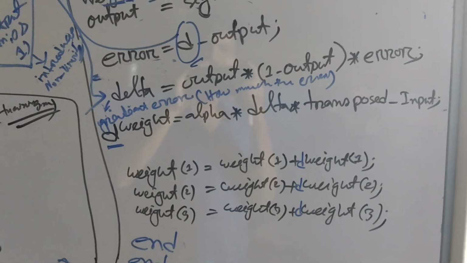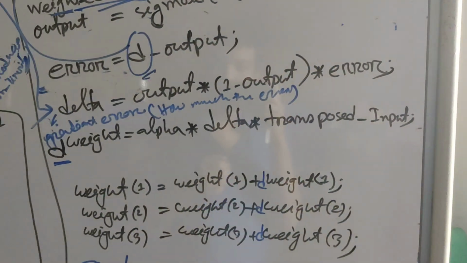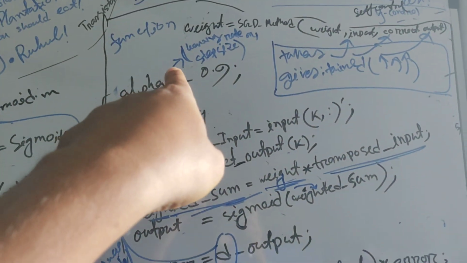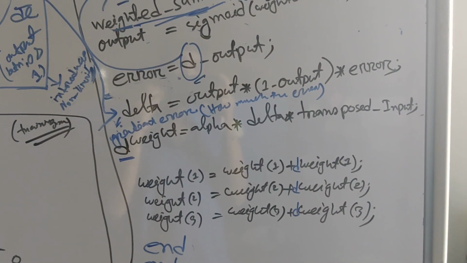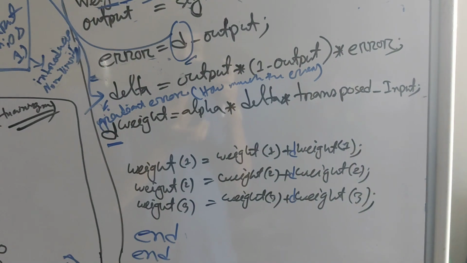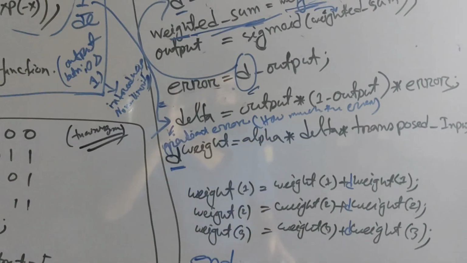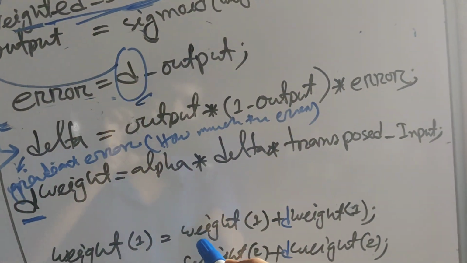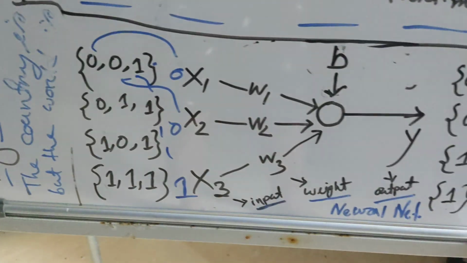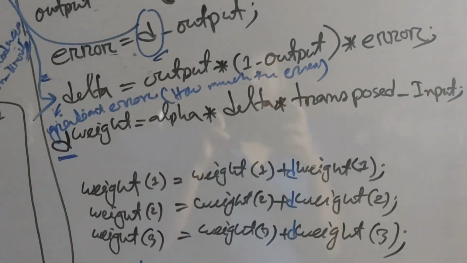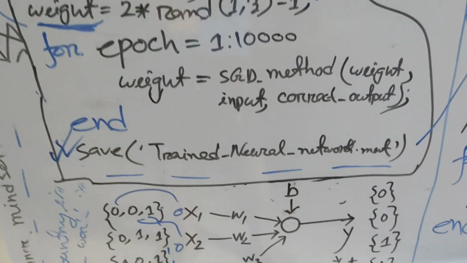Then d weight. We calculate alpha times delta times the transposed input. So it's the learning rate times delta, which we just calculated, times the transposed input, and this is how we update our weights. We have to update each of the weights, because we have 3 weights, W1, W2, W3, so definitely we have to update each of them. It will update like 10,000 times, and then our training is done, and we will save that in this file.